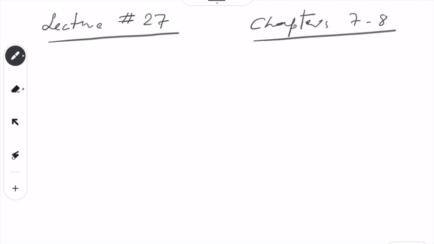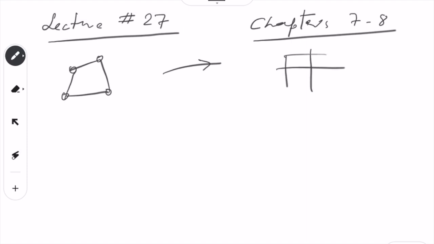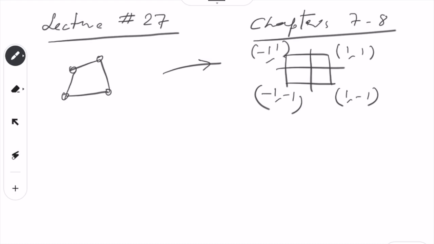Okay, so far in the last video lecture we looked at the four noded quadrilateral element, which can be of irregular size, and what we did, we mapped that into an isoparametric element. So this was mapped into the square with corners (-1, -1), (1, -1), (1, 1), (-1, 1), in the xi and eta type of system from the xy system.